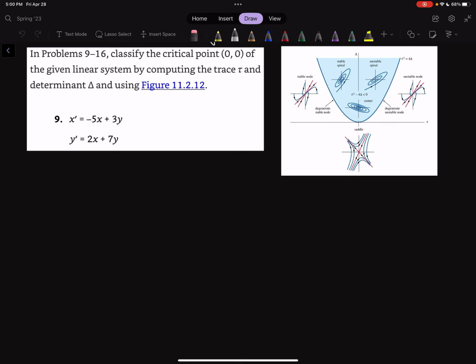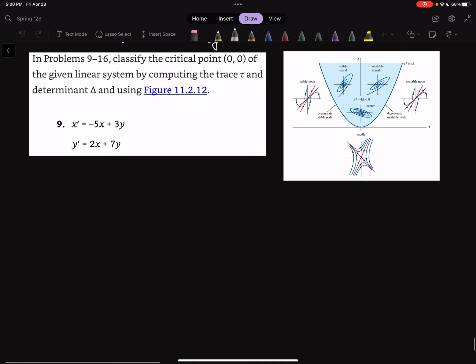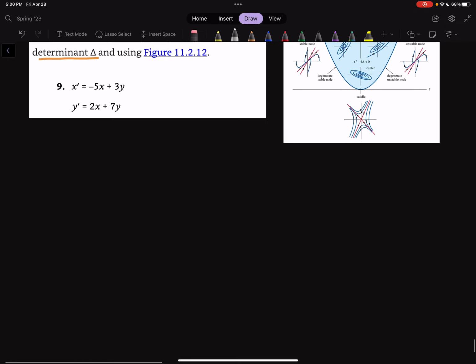How it works. The first thing that we want to do to find the trace and the determinant, and don't be scared about it, it's actually pretty straightforward, is rewrite this in matrix form. So we have our x and y prime, and that's going to be multiplied by the coefficient matrix -5, 3, 2, and 7, and by the vector x and y.